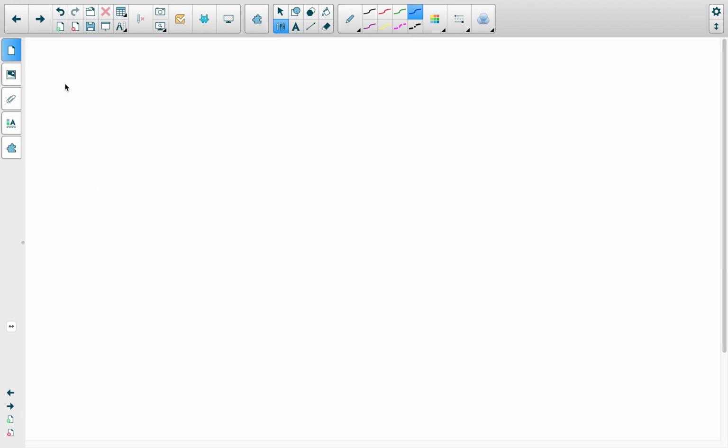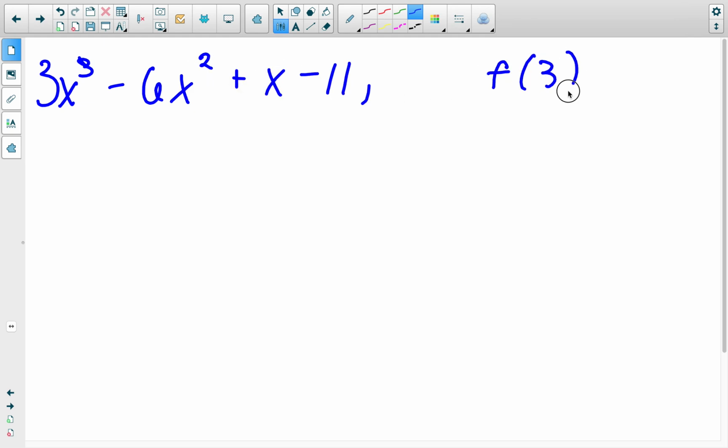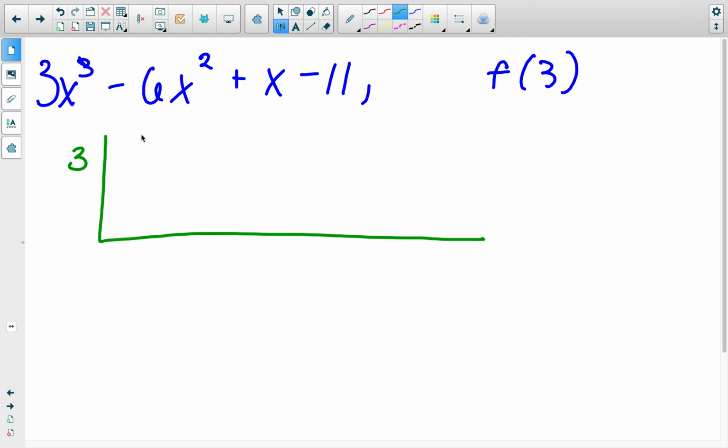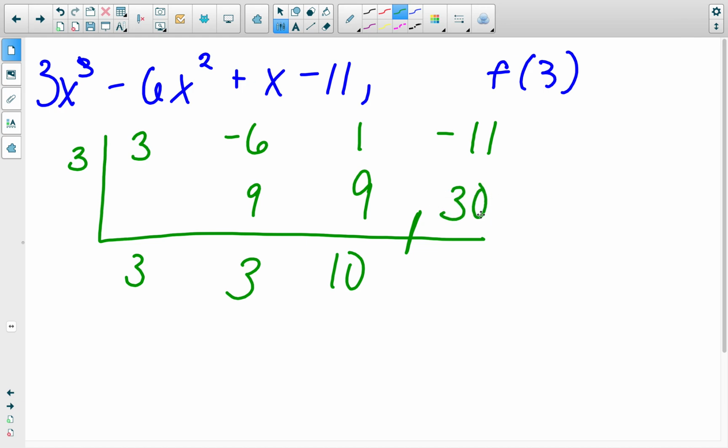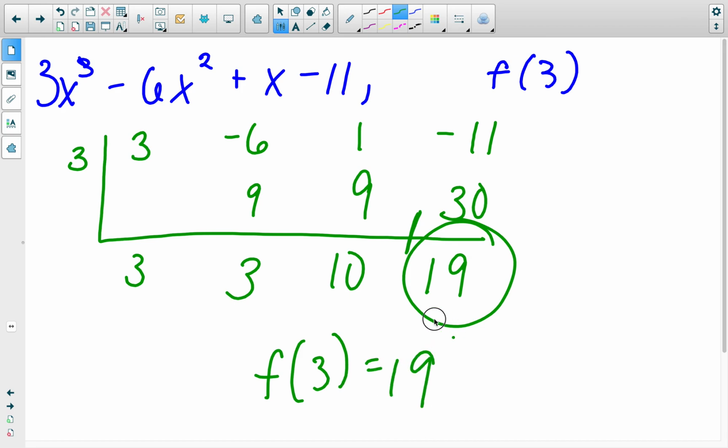All right, so I want you to take the polynomial 3x cubed minus 6x squared plus x minus 11, and it wants you to find f of 3, okay? Go ahead and try this. Pause the video. All right, set up your synthetic division. Bring down your 3, multiply outside, add inside to get your remainder of 19, meaning that f of 3 equals 19.